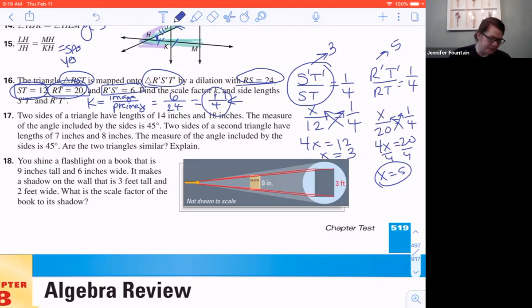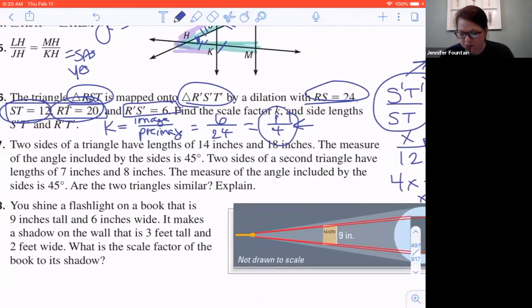All righty. Let's look at number 17. It says 2 sides of a triangle have lengths of 14 inches and 18 inches. The measure of the angle included by the sides is 45 degrees. 2 sides of a second triangle have lengths of 7 inches and 8 inches. The measure of the angle included by the sides is 45 degrees. Are the 2 triangles similar? So remember, if we're looking at side angle side, because they've given me sides, an included angle, and sides, okay?